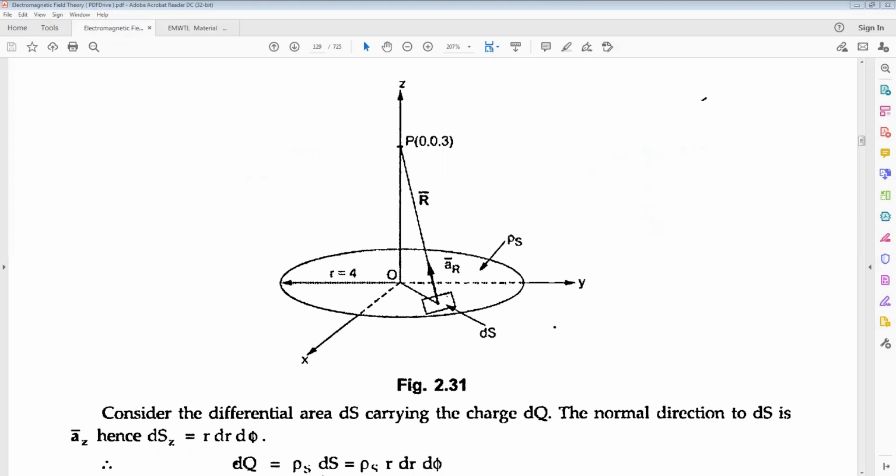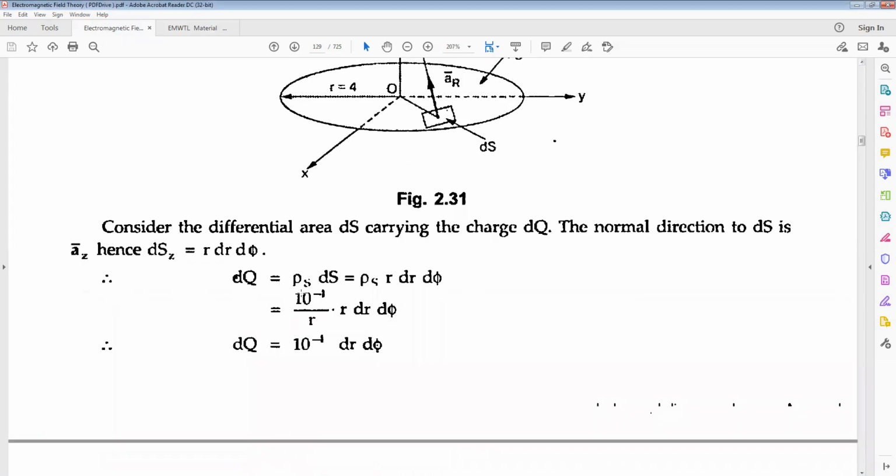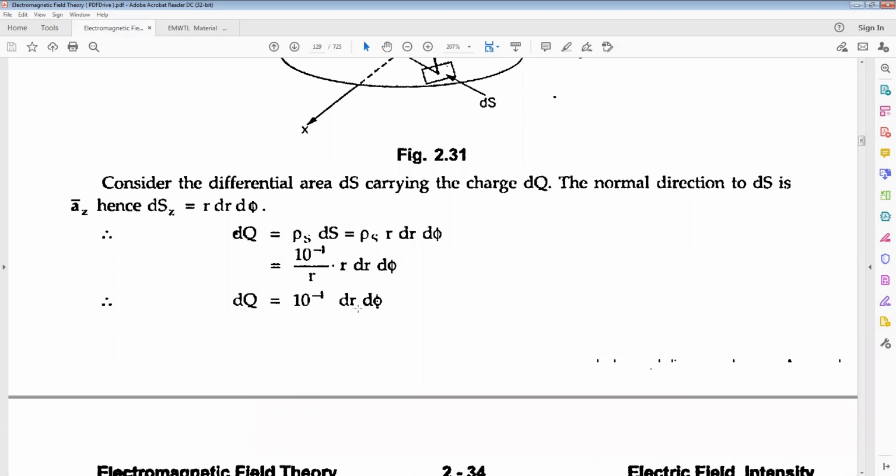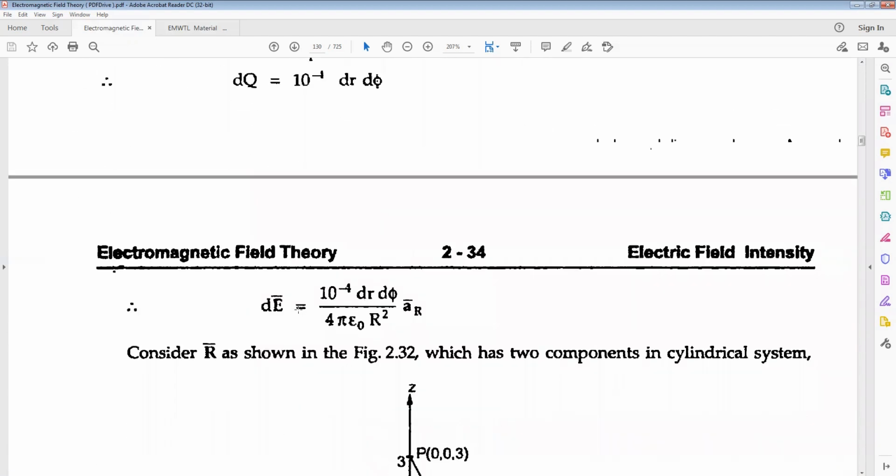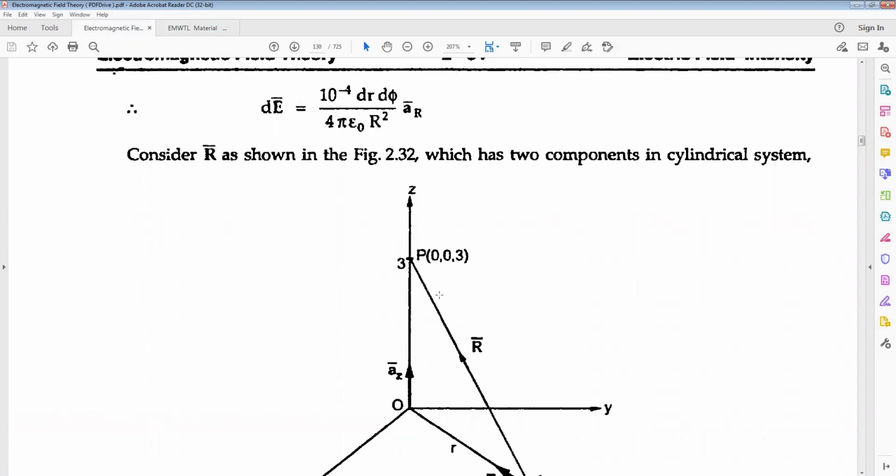Okay, so dq is equal to rho s, which is 10 power minus 4 by r, and r into dr d phi. R gets cancelled. dq is equal to 10 power minus 4 dr into d phi. The differential electric field intensity E bar is equal to dq by 4 pi epsilon naught r square into r bar. Okay, this is the point charge equation. Understood?